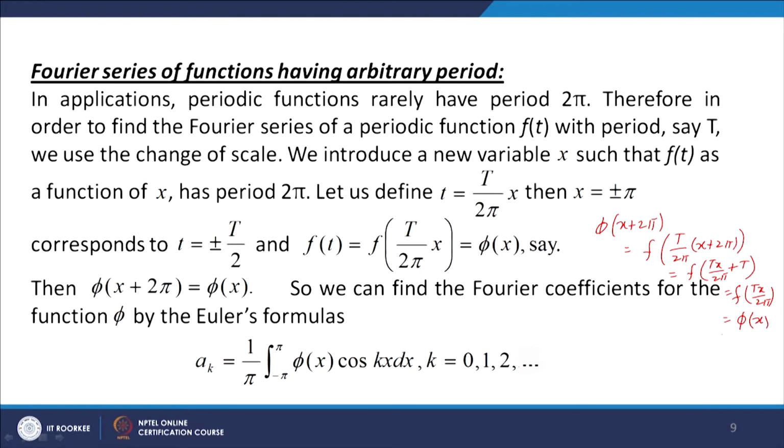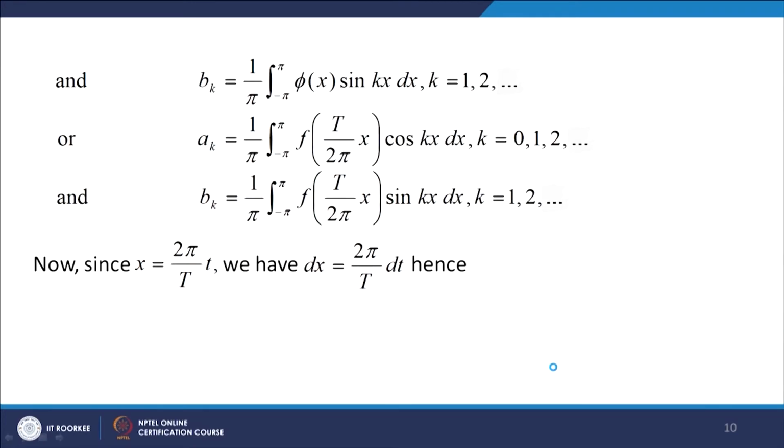So, phi is a periodic function with period 2 pi, and so we can find the Euler's formulas for the function phi. By writing the Euler's formulas for the function phi, we can determine the coefficients of the Fourier series for the function phi. a_k equal to 1 over pi, integral from minus pi to pi, phi(x) cos kx dx, k equal to 0, 1, 2 and so on, and b_k equal to 1 over pi, integral from minus pi to pi, phi(x) sin kx dx, k equal to 1, 2 and so on.